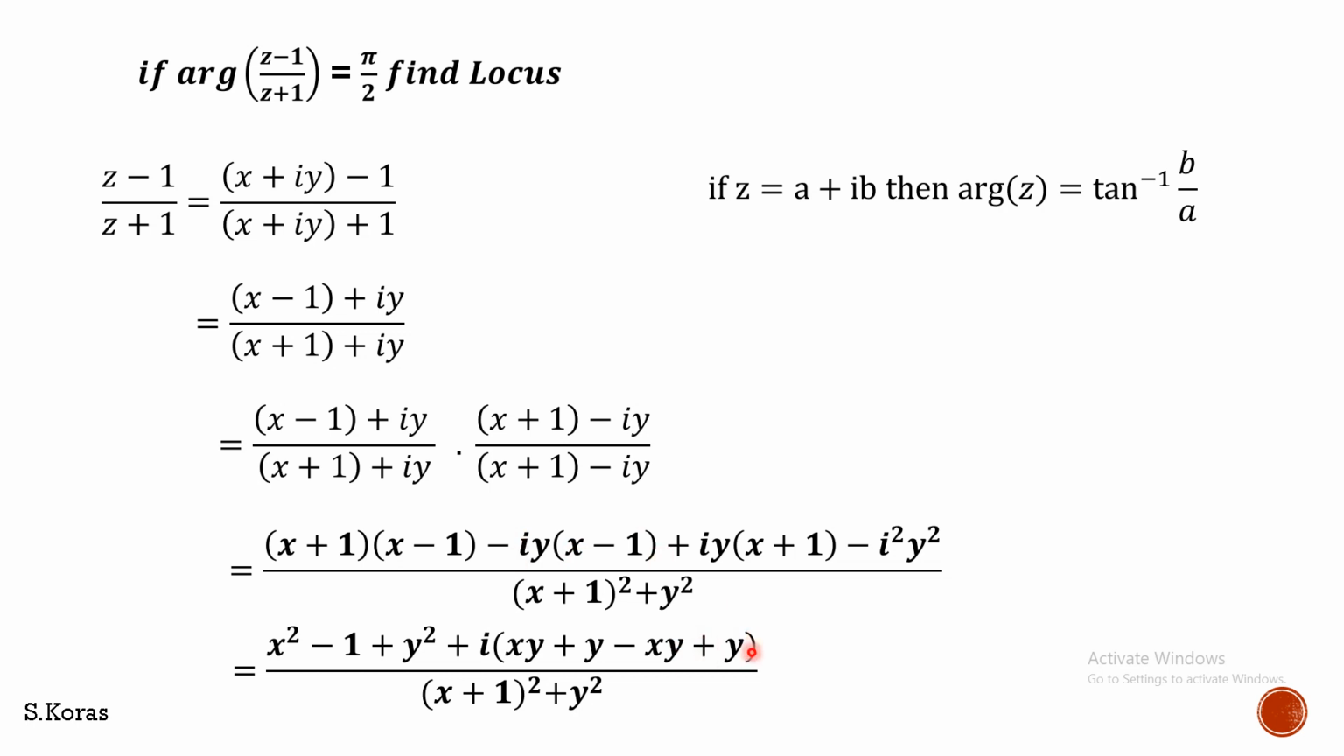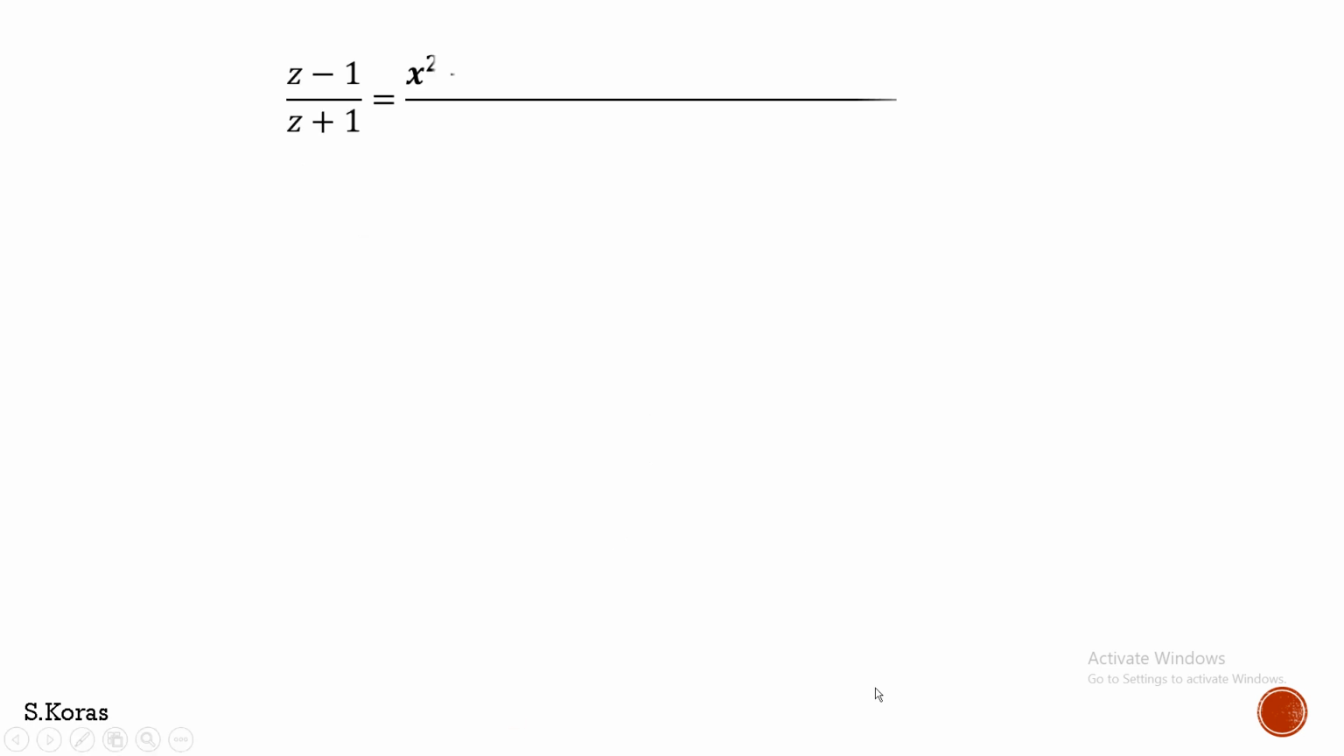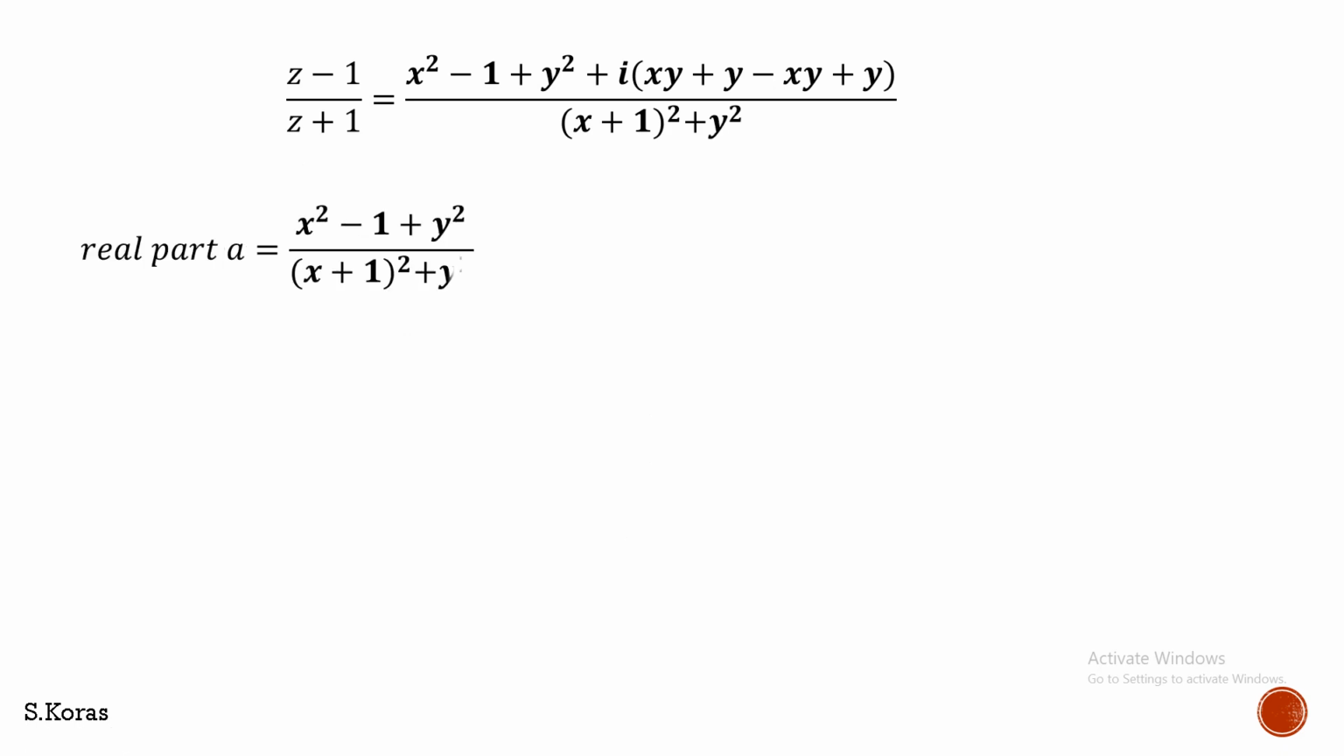Right. So real parts are collected together and imaginary parts are collected together. Denominator is common for both. So the real part is x square plus y square minus 1 by this, and the imaginary part is minus xy and plus xy will get cancelled. So 2y by this. So our real part is x square minus 1 plus y square divided by x plus 1 the whole square plus y square, and our imaginary part is 2y by x plus 1 the whole square plus y square.